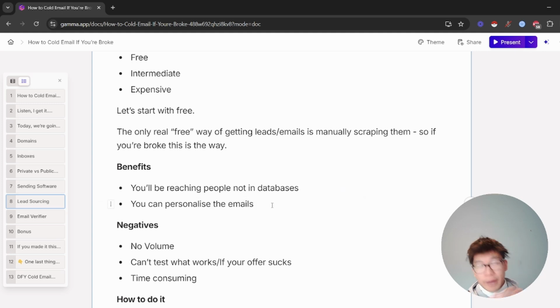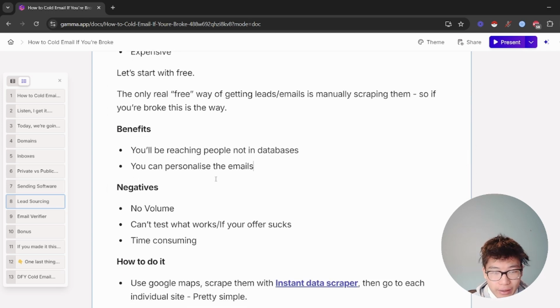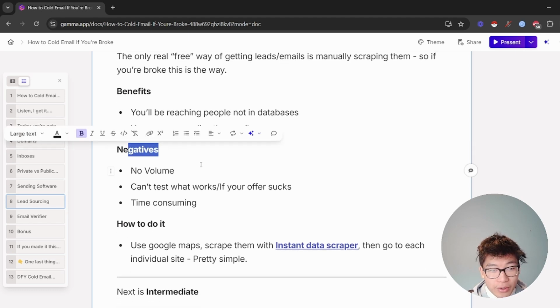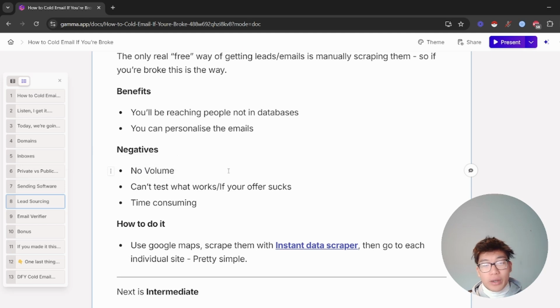So as you're, let's say, scraping these emails, you can be like, okay, this person worked with this person and this person. He also does this service and he's also generated this much revenue. That's personalizing the emails, and obviously this is very effective because you did research on the person and people notice that. So the negatives are there's no volume. You can't test what works if your offer sucks, and it's also very time consuming.